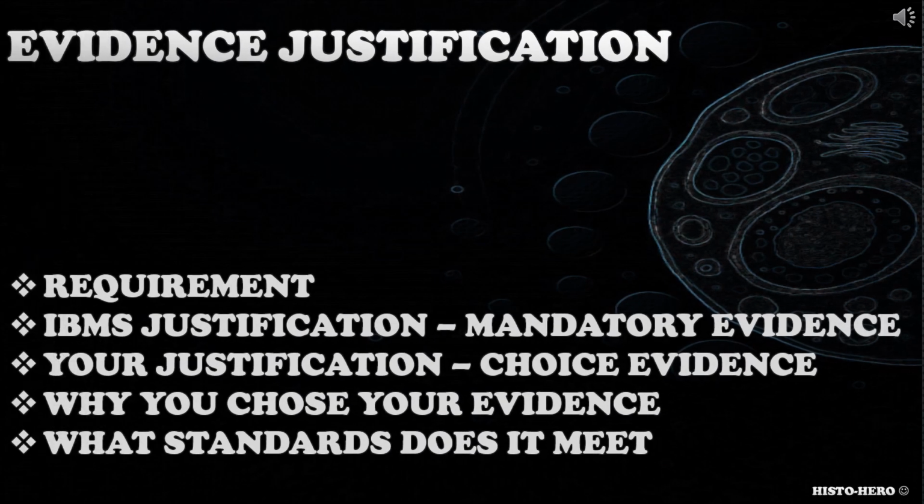One more thing that candidate has to include when choosing and writing their evidence, and that is the evidence justification. For the mandatory piece of evidence, the IBMS has provided a very good justification why they would want the candidate to do that piece of evidence. Ask the candidate to read IBMS justifications, as this can form the basis for how they should be justifying their choice of evidence. They should also include which specific standards were met in each evidence.